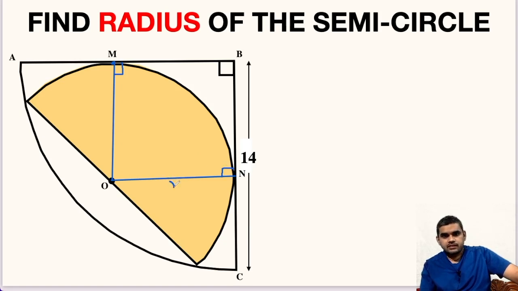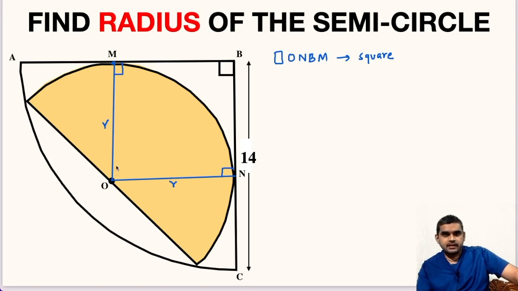Also, if we assume small r to be the radius of this semicircle, then this will also be the radius of the semicircle. Since the internal angles are 90 degree and length equal to width, therefore this quadrilateral ONBM is a square.